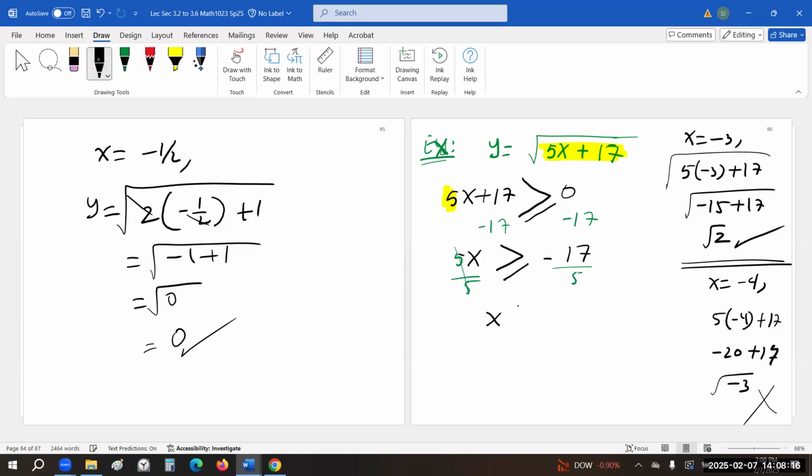So exactly starting from negative 17/5 and then bigger, we are allowed to substitute into the function. Anything smaller than that, we cannot substitute. So our domain starts from negative 17/5 because this is the smallest number we can substitute. And we can substitute anything bigger than that. Brianna.